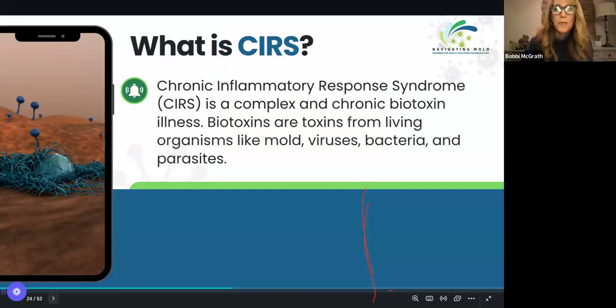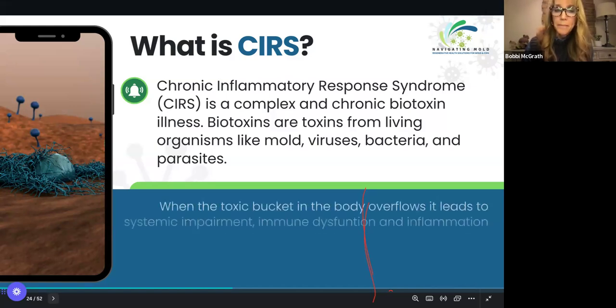So what exactly is chronic inflammatory response syndrome? And we want to make sure that people understand what that is. It's a complex chronic biotoxin illness. So it's a condition that you get because of toxins. And the biotoxins are toxins from living organisms, like we mentioned, like mold, and viruses, bacteria, and parasites.